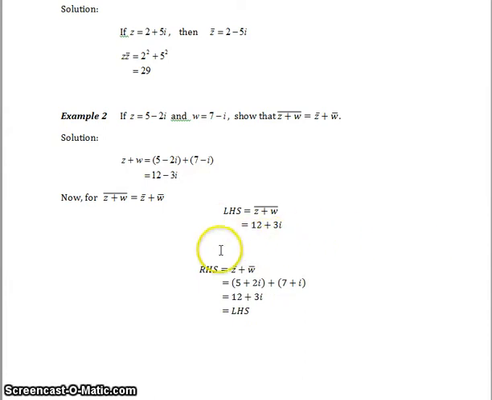Now if we look at the right-hand side, the conjugate of z plus the conjugate of w is 5 plus 2i plus 7 plus i. Adding the real parts we get 12, adding the imaginary parts we get 3i. So it's 12 plus 3i, which is equal to the left-hand side. And so we've proven this result.